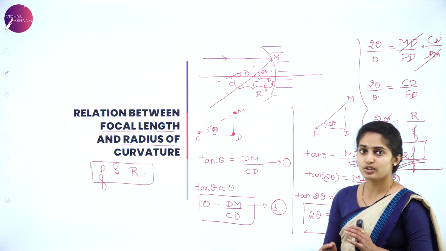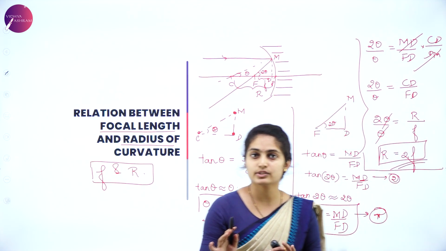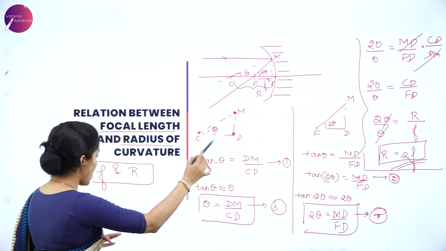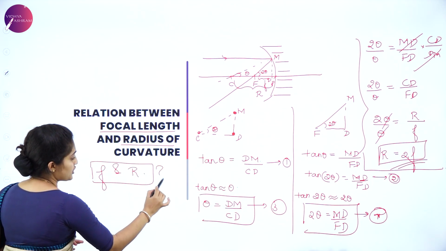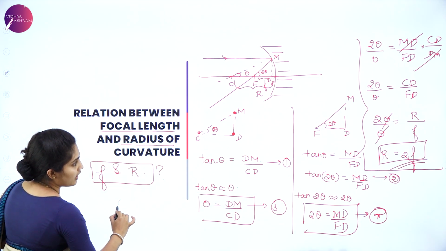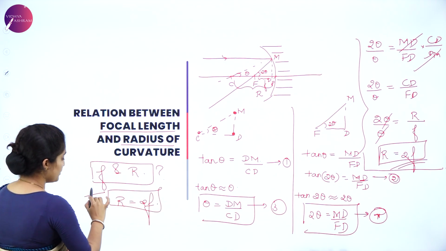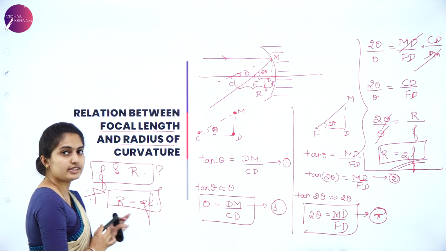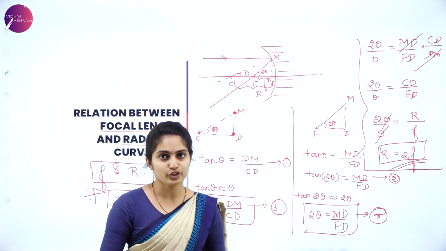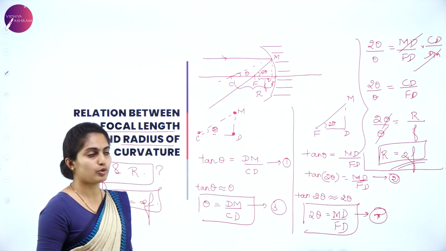The radius of curvature is always double that of the focal length. So that is the relation we studied here. What is the relationship between F and R? It is R equal to 2 times F. It is one of the most important concepts in order to tackle numericals or application-type questions.